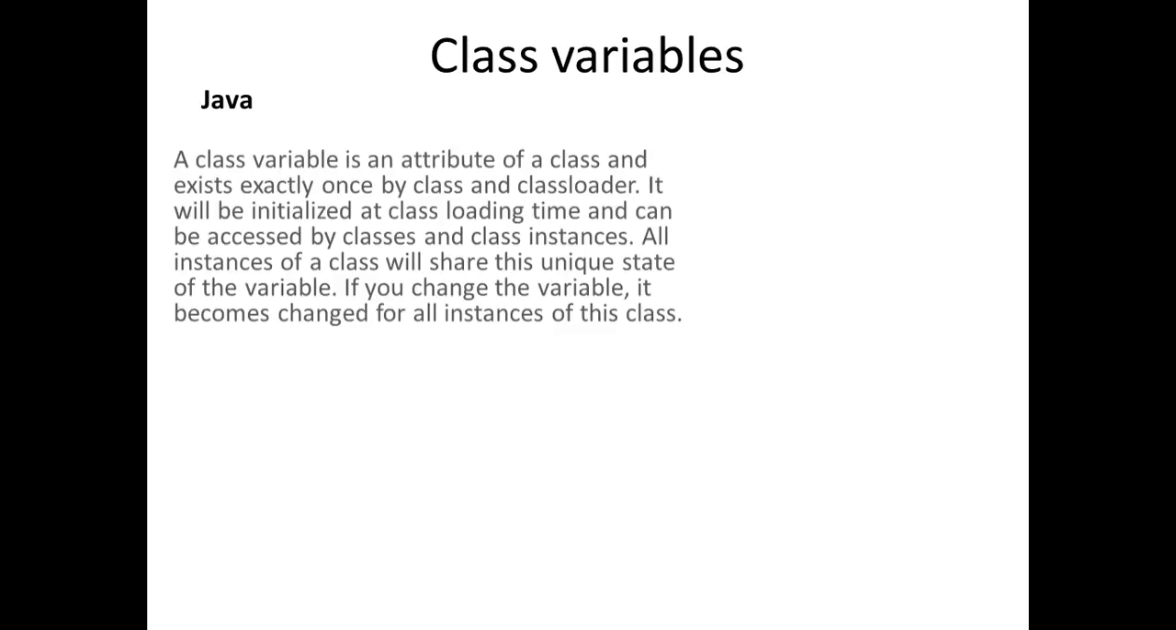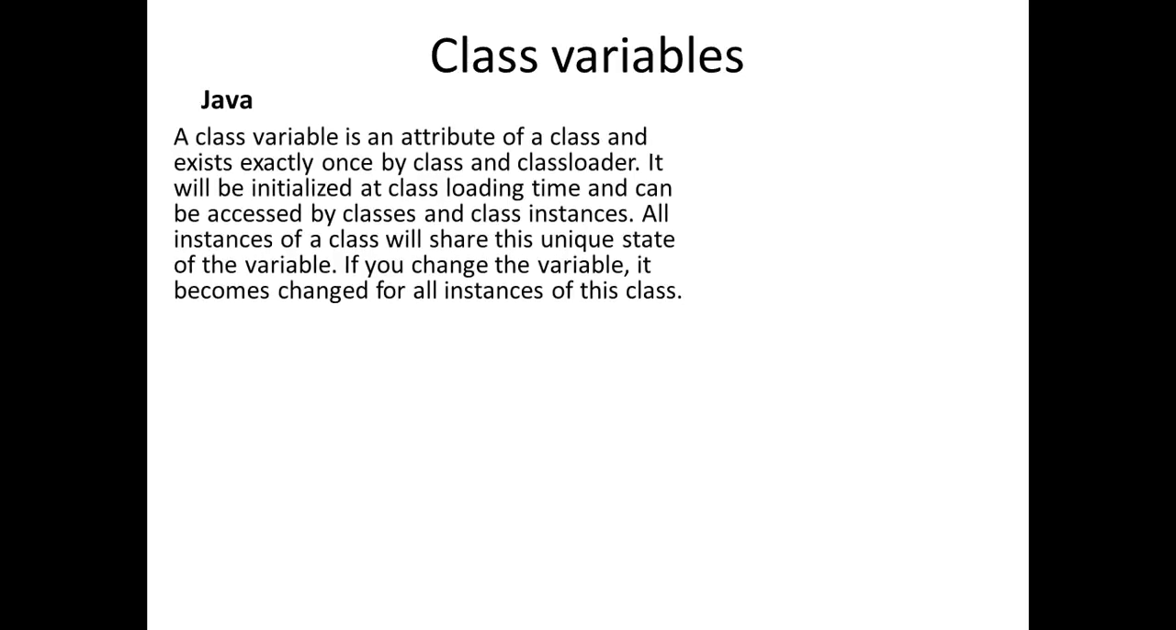Class variables. Java. A class variable is an attribute of a class and exists exactly once per class and class loader. It will be initialized at class loading time and can be accessed by classes and class instances. All instances of a class will share this unique state of the variable. If you change the variable, it becomes changed for all instances of this class.